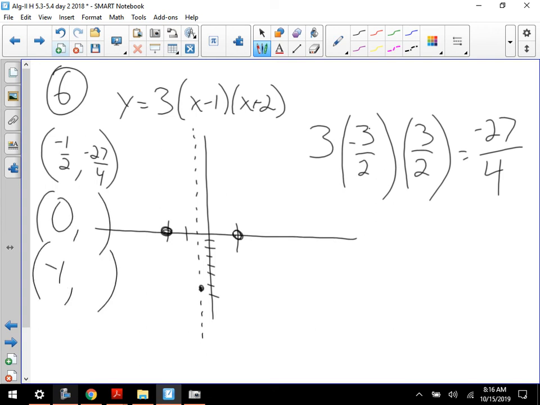But I only have to math one of them because multiplying or adding in 0 here is going to be really quick. So what's 0 minus 1? Negative 1. What is 0 plus 2? 2. So what is 3 times 2? Times negative 1. There you go.